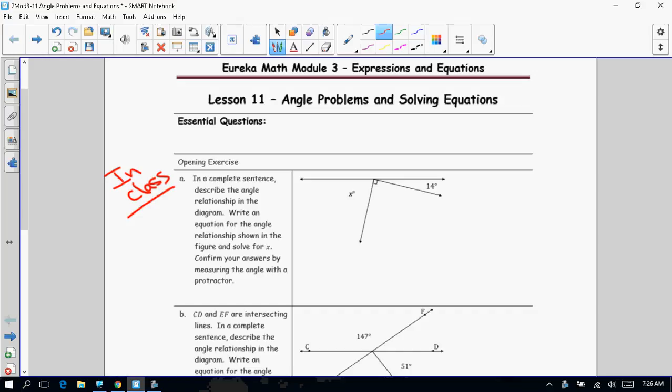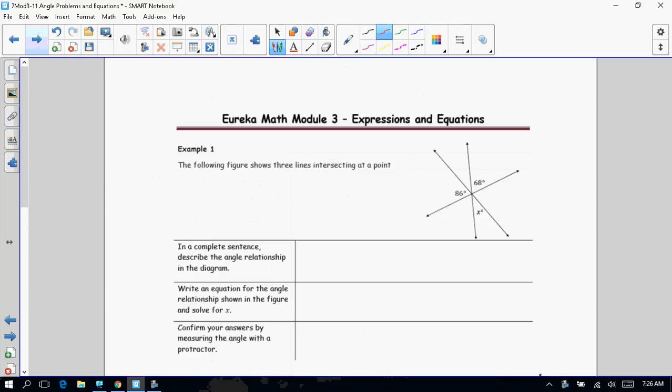We're going to jump in actually to page 87. All right, we're going to save those and just jump into page 87 here. Example 1, top of page 87. The following figure shows 3 lines intersecting at a point. Okay, so we know we have some different things going on here. So take a look at all the patterns that you notice.